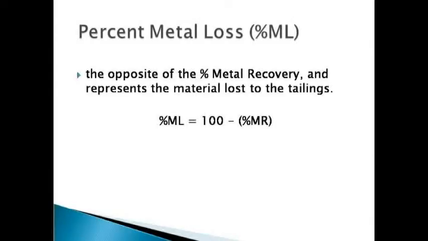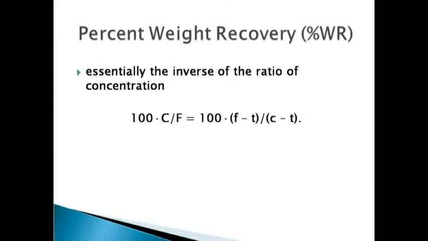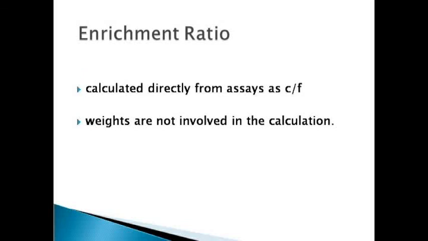The percent metal loss is the opposite of the percent metal recovery and represents the material lost to the tailings. Percent metal loss is equal to 100 minus the percent metal recovery. Percent weight recovery is essentially the inverse of the ratio of concentration. Enrichment ratio is calculated directly from assays as the assay of concentrate over the assay of feed. Weights are not involved in the calculation.